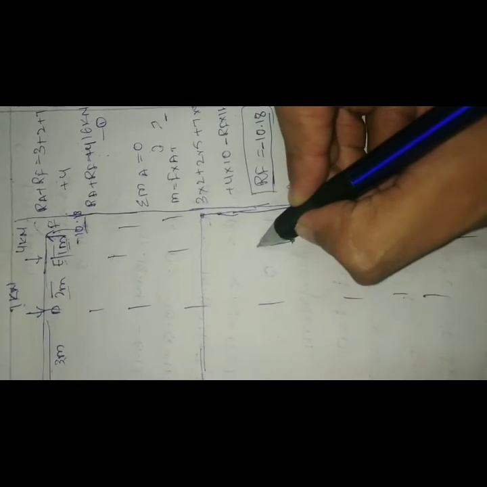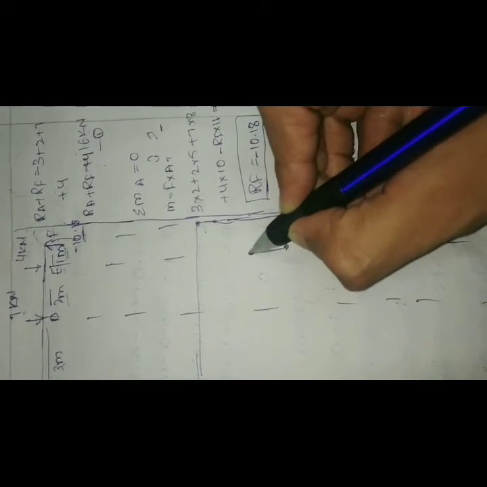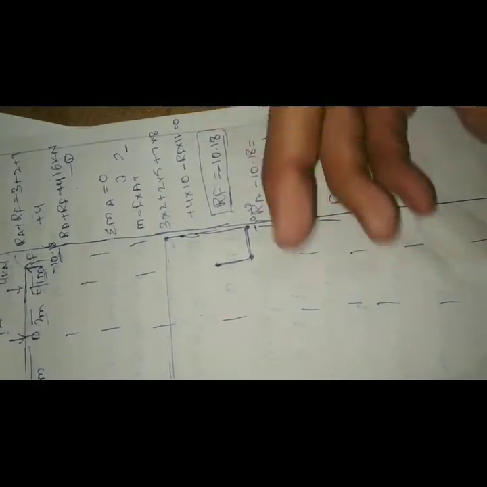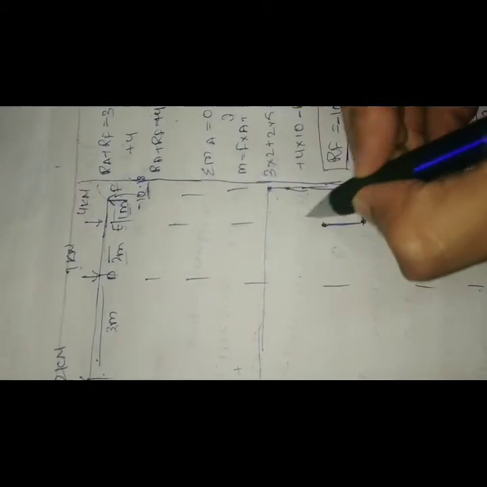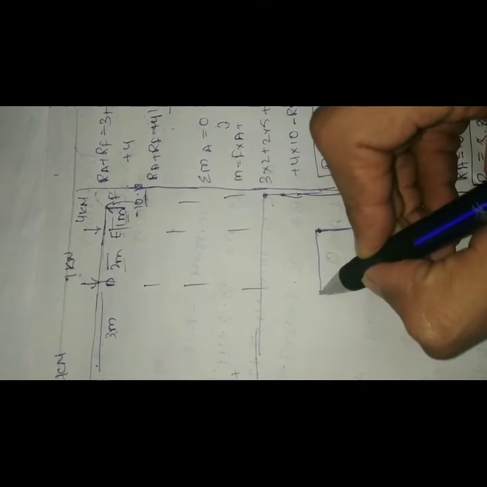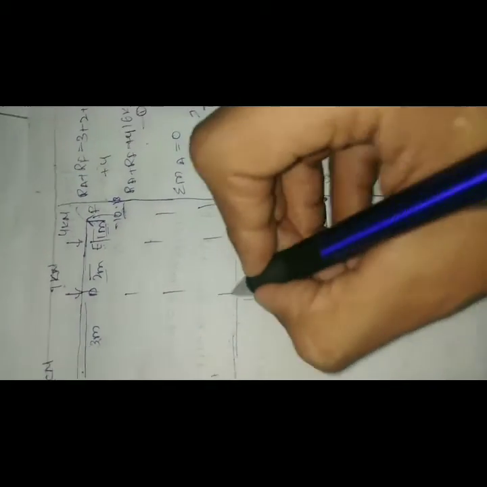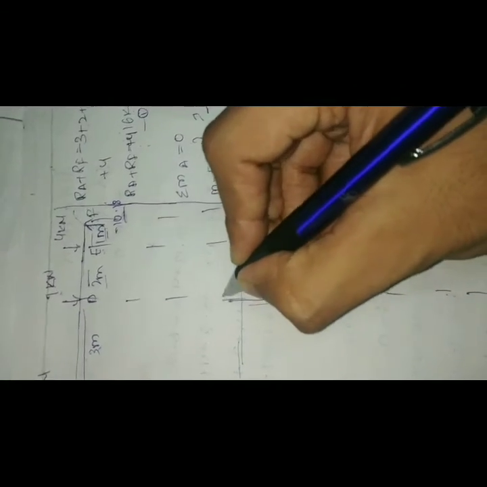Now the second point: the shear force at E is minus 6.18. Minus 6.18 means a little closer to the line. And at D it is 0.82. 0.82 is a positive number, so it will come above the line.